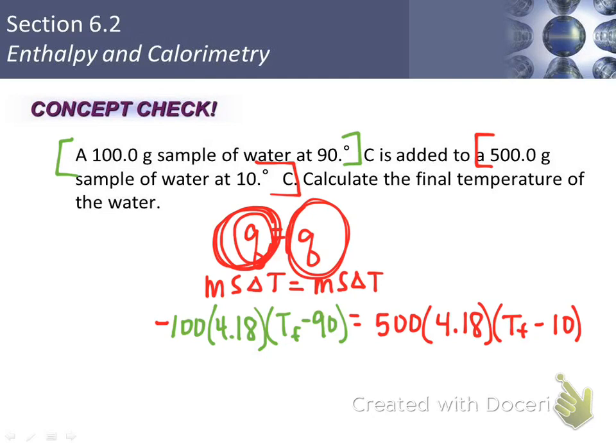Okay, so now that we're here, we need to start doing some algebra to get TF on the same side. So I'm going to go ahead and distribute through like we did in our last problem. If you can solve the algebra quicker, that's fine, go for it. But I'm going to show you how we get there. So I'm going to distribute this all through. The 100 times 4.18 times TF, then I'll go 100 times 4.18 times negative 90.